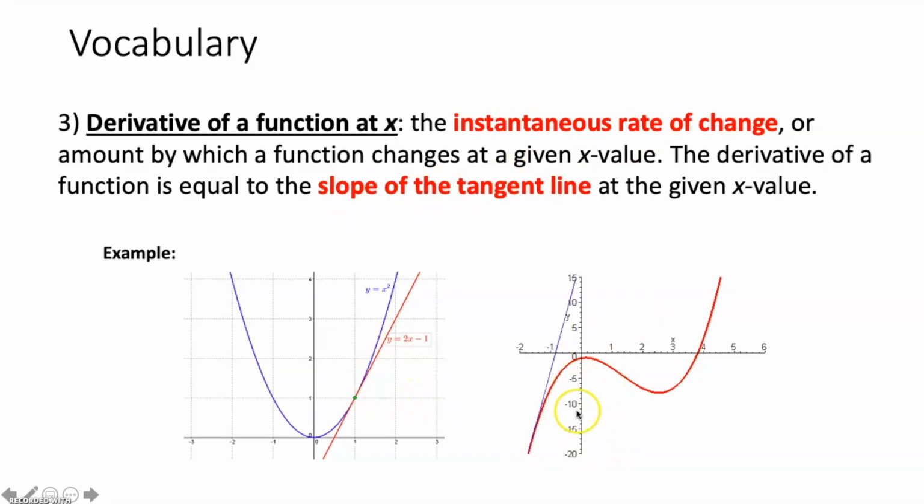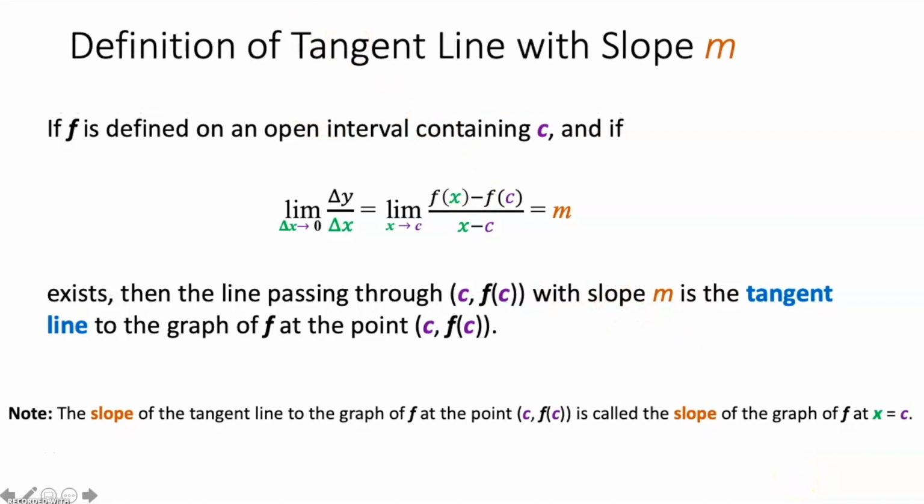Now let's look at this example over here. Here we have our function in red, and our tangent line is this blue line. And it's showing you the tangent line to the curve at different x values. So as we increase in x values, you see how the tangent line to the graph changes. Now let's talk about the definition of the tangent line with slope m. All this is saying is that if you were to evaluate this limit, the alternative form of the derivative, the limit as x approaches c of f of x minus f of c all over x minus c, it will give you the slope of the tangent line to the graph at point c comma f of c.